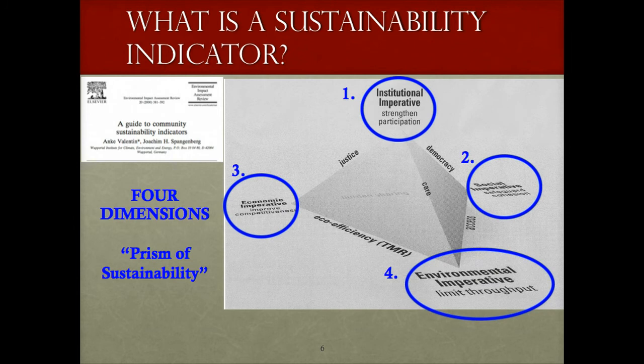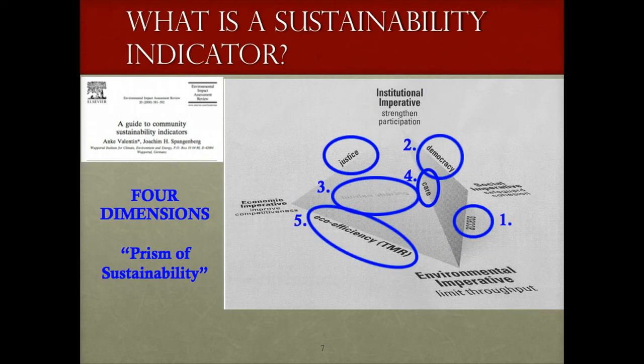The authors identify 4 dimensions of sustainability in their prism of sustainability. 1. The institutional imperative, which has to do with human interactions and rules, including organizations, mechanisms, and orientations. 2. The social imperative, which has to do with the aggregate of human capabilities. 3. The economic imperative, which has to do with competition. And 4. The environmental imperative, which has to do with the total amount of resources extracted from the environment. The authors also explain that the interlinkages are just as important, if not more so, than the 4 dimensions.